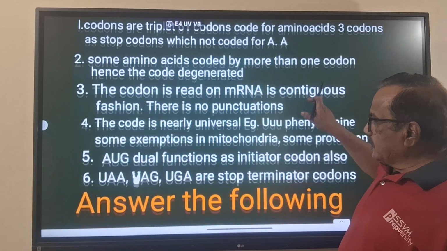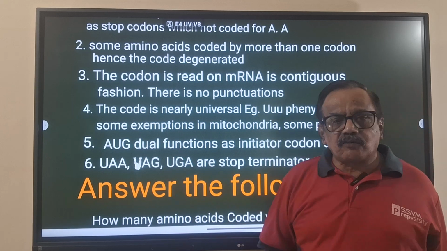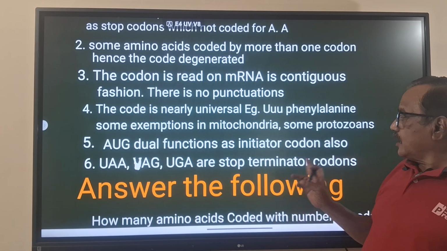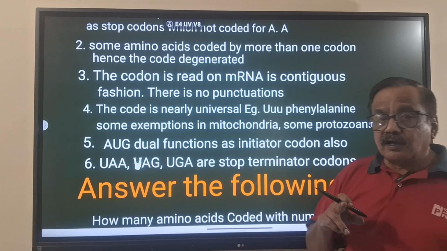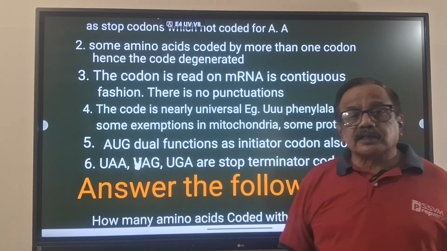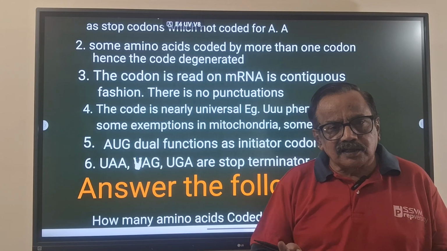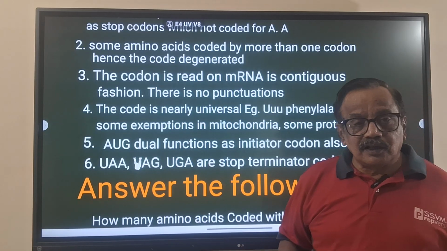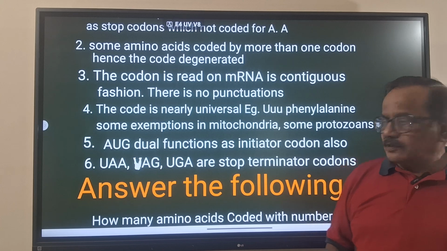And next, whenever you are seeing, these three are stop codons: UAA, UAG, UGA. And stop terminator codons. Stop codons, what will they do? Terminator. Here he has given, this is important. What are the terminator codons? If you ask, I know the stop codon, but I don't know the terminator codon, don't say like that, because in the textbook also he has given. It is terminator codon. Stop codons are called terminator codons.